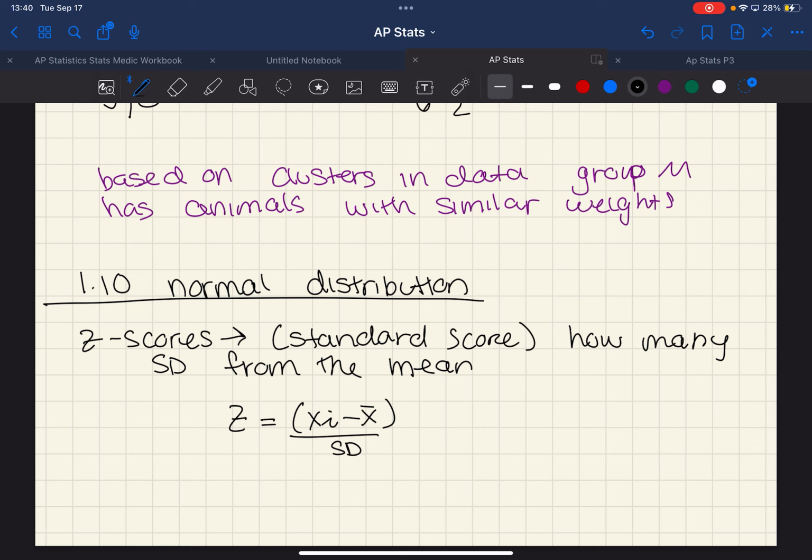Z-scores are useful for comparing values within a data set and for determining whether a value is unusual or extreme. They can also be used to standardize data for comparison between different data sets.